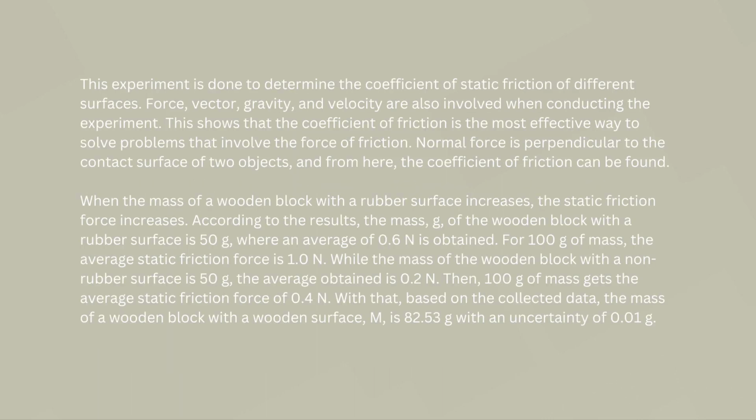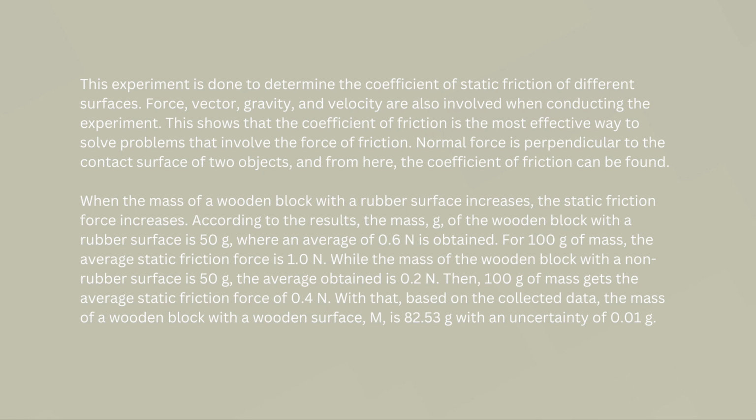The experiment is done to determine the coefficient of static friction of different surfaces. Force, vector, gravity, and velocity are also involved when conducting the experiment. This shows that the coefficient of friction is the most effective way to solve problems that involve the force of friction. Normal force is perpendicular to the contact surface of two objects, and from here, the coefficient of friction can be found. When the mass of a wooden block with a rubber surface increases, the static friction force increases.